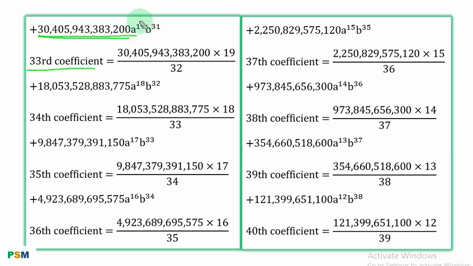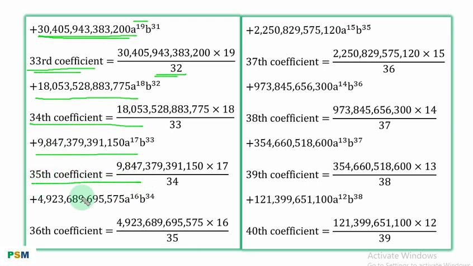At that point, 19 divided by 32. 32 because before here the first term has occurred 32 times. Followed by this result. 34th coefficient followed by this result.